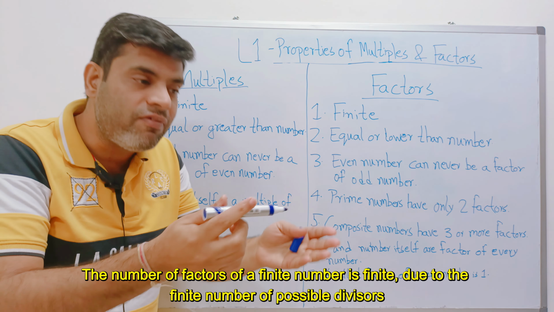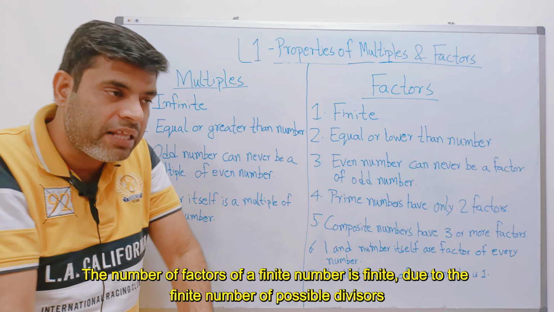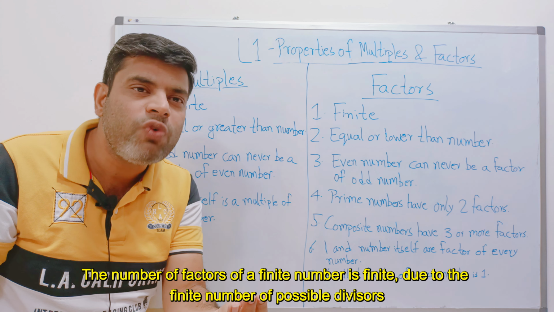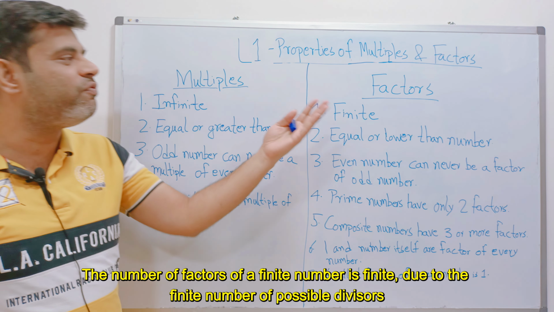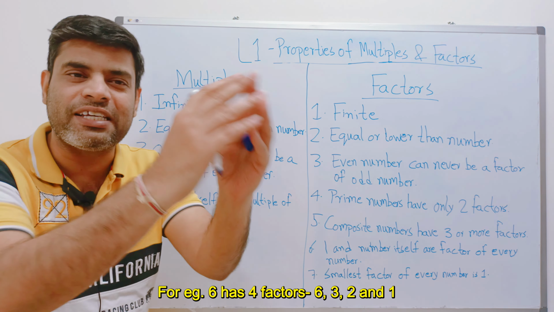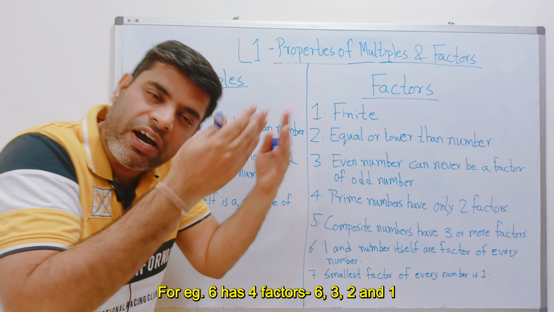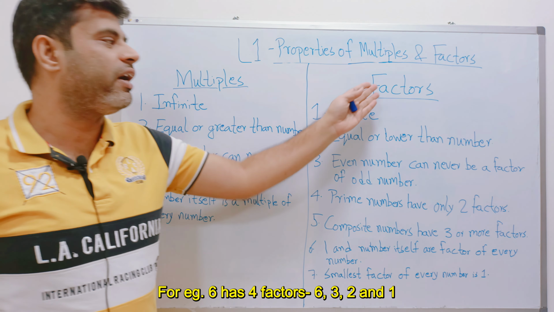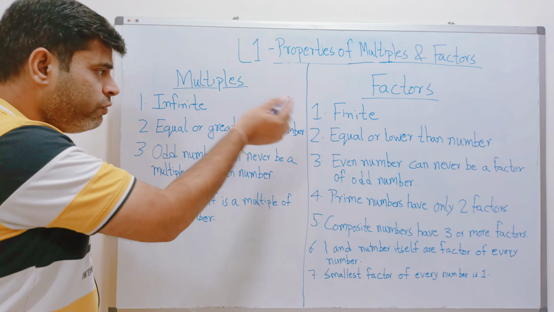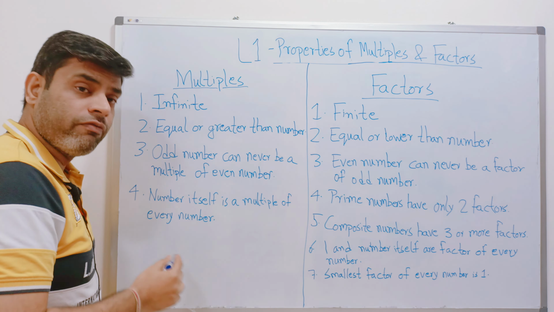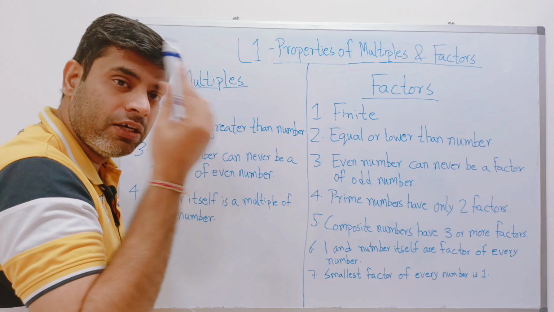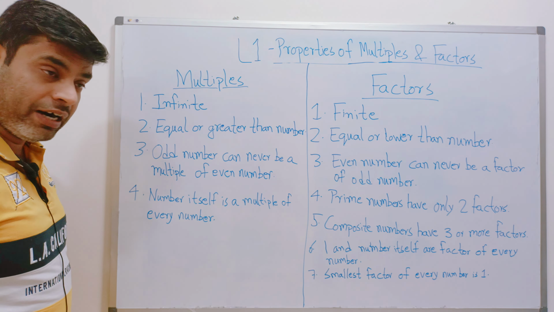Same way, why are factors finite? Because when you are dividing, the numbers are becoming lower and the smallest factor is always 1. So it would be finite. For example, the factors of 6: 6, 3, 2, 1, only 4 factors. Factors of 2: 2 and 1, finite factors. So that's why factors are finite. The first two properties are opposite of each other. Very easy, very common sense. So believe in common sense, believe in understanding.